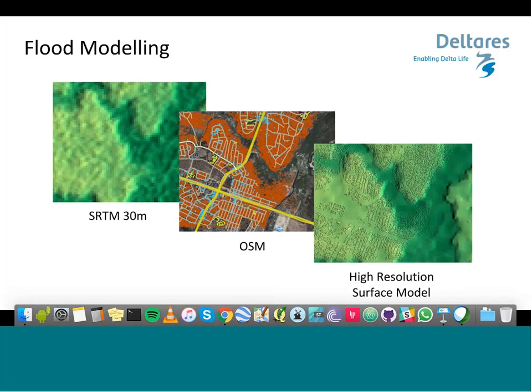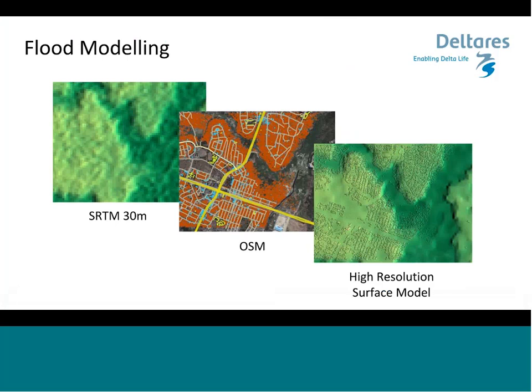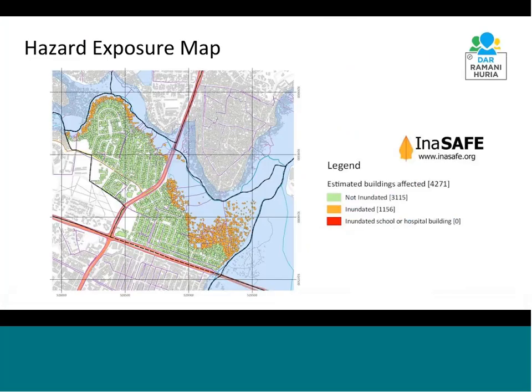So this is just an example of, for flood modeling, the combination of an SRTM 30-meter resolution with OpenStreetMap data. They produced a high-resolution surface model. Here they used OpenStreetMap data in the InaSAFE QGIS plugin, which creates models of hazard scenarios. And this just shows the inundation of Dar es Salaam during different flooding periods.